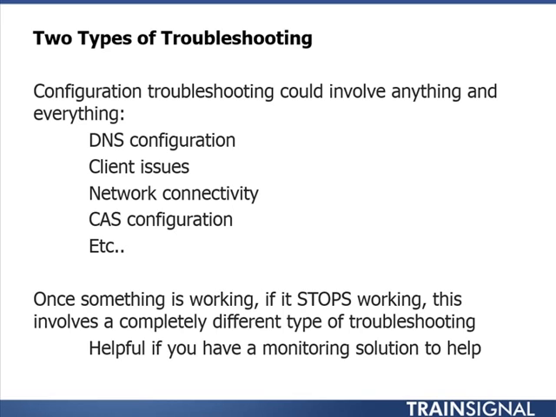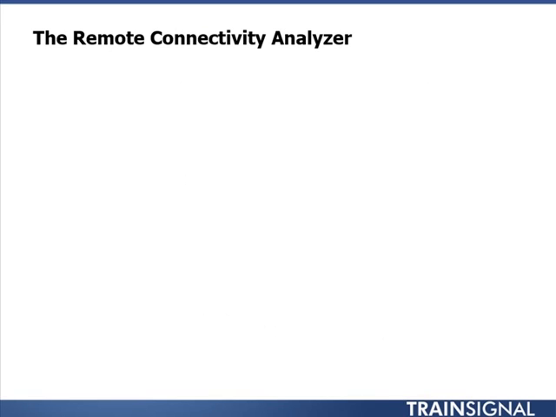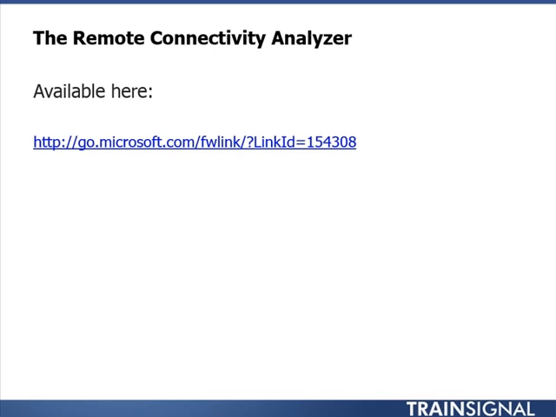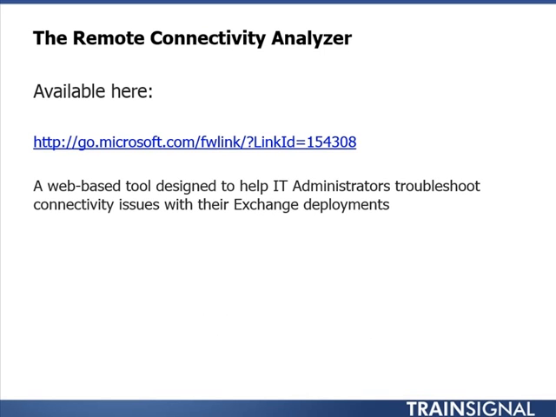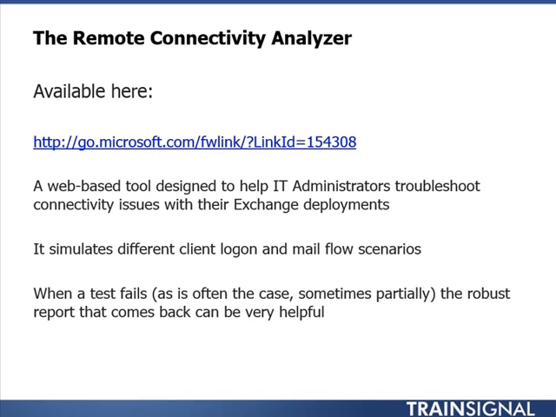It seems the Exchange team also recognizes the difficulty of setting up the client access role, and so they've provided a great tool that will help us when it comes to working with client access, called the Remote Connectivity Analyzer. It can be located through this link, although you can just do a search online through Google or Bing and type in Remote Connectivity Analyzer. Basically, it's a web-based tool that's designed to help IT administrators troubleshoot connectivity issues with their Exchange deployments. It simulates different client logon and mail flow scenarios. And when a test fails, as is often the case, sometimes partially failing, the robust report that comes back can be very, very helpful.